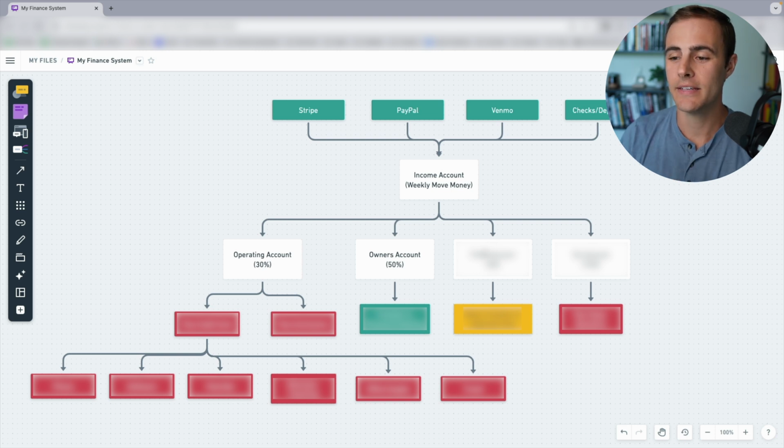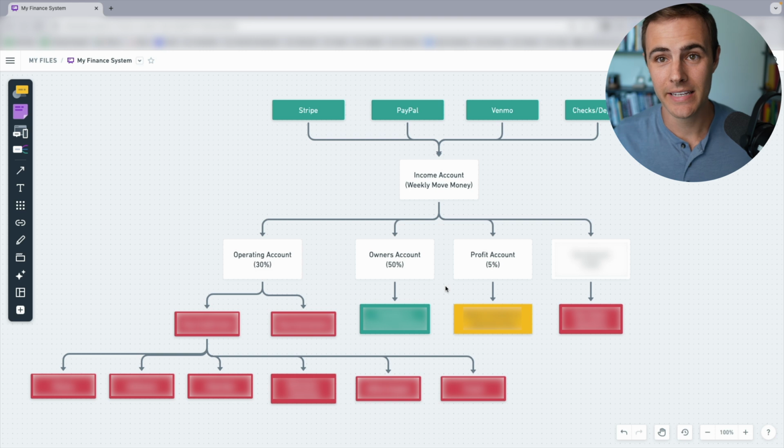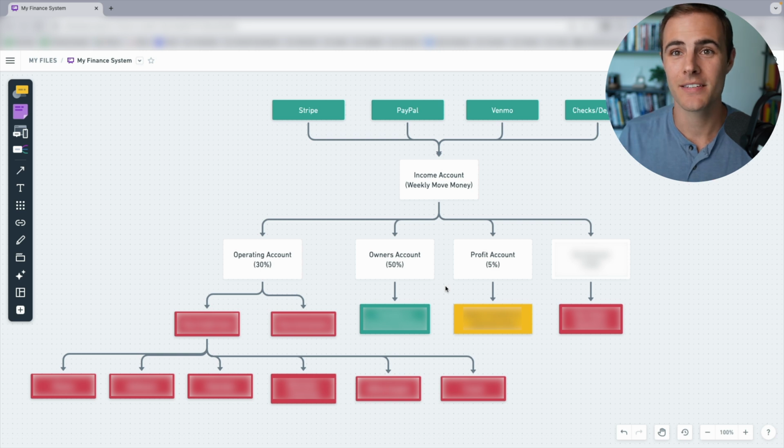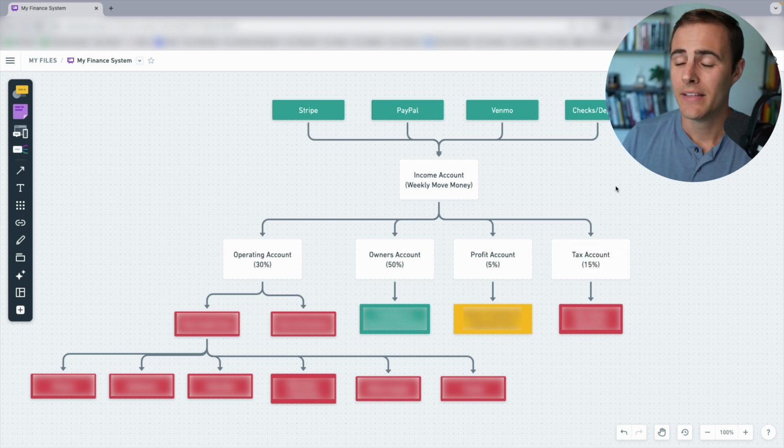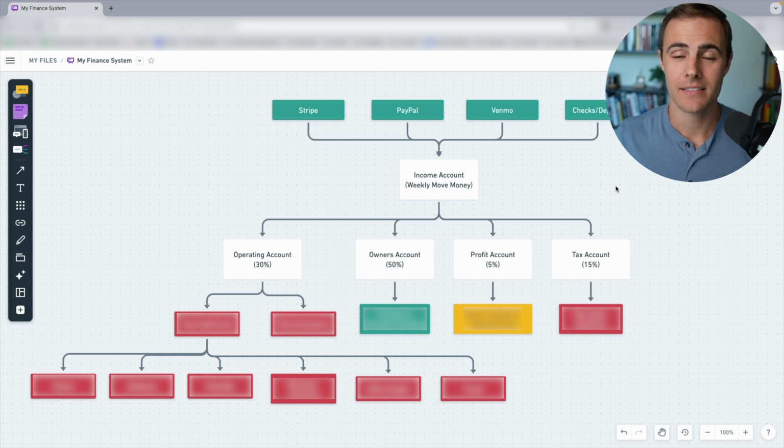This account here is my profit account. Think of it as a business savings account, right? In here we want to have some money set aside for a rainy day in case anything happens. And if nothing happens, we'll just take an extra paycheck at the end of the quarter or end of the year. And then my last account over here is a tax account, okay? The tax account is where I save for taxes. I pay my taxes quarterly. When I first started business, I was just doing it annually because I didn't make that much money, but now I pay them quarterly, okay?